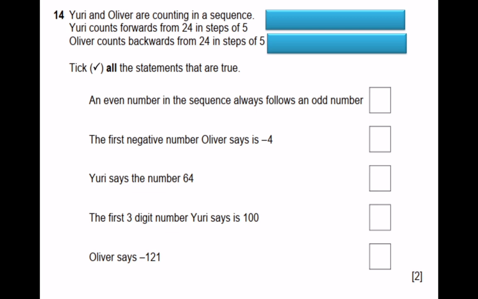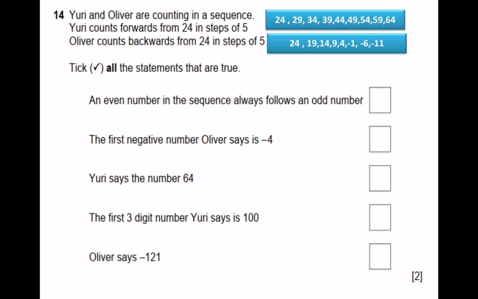Yuri and Oliver are counting in a sequence. Yuri counts forwards from 24 in steps of 5. So it will be 24, 29, 34, and so on. Oliver counts backwards from 24 in steps of 5. So 24 minus 5, 19, 19 minus 5, 14, and so on.